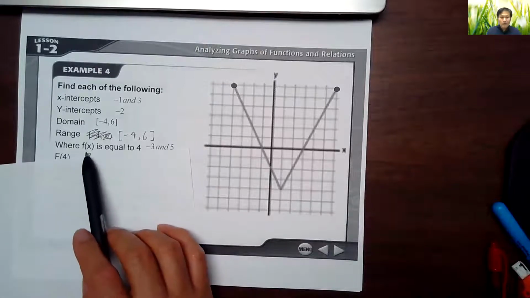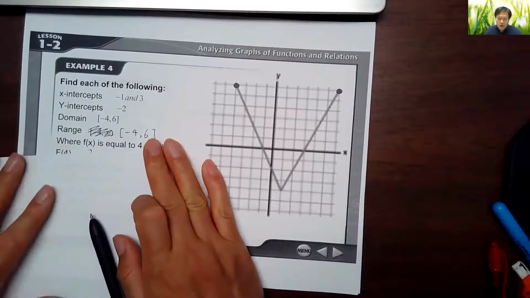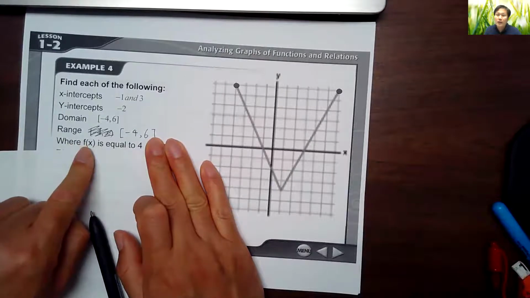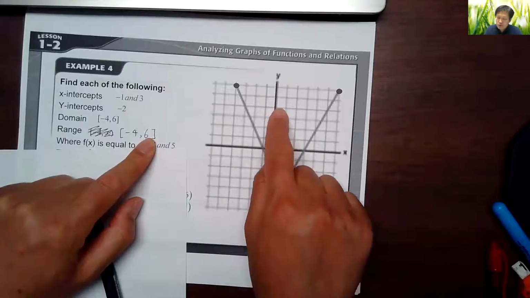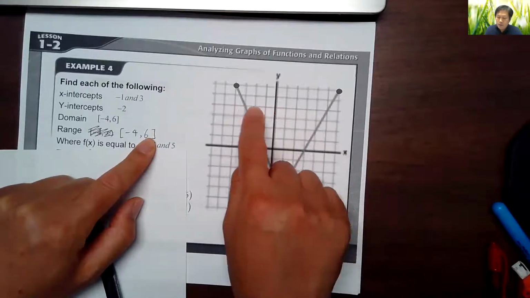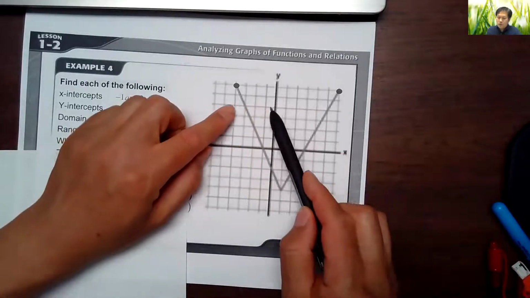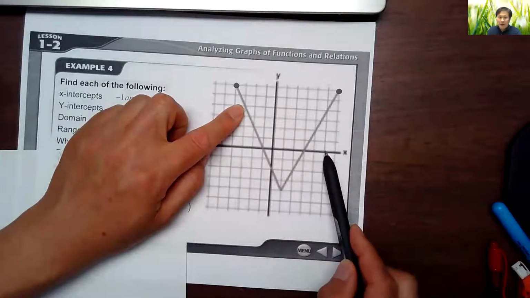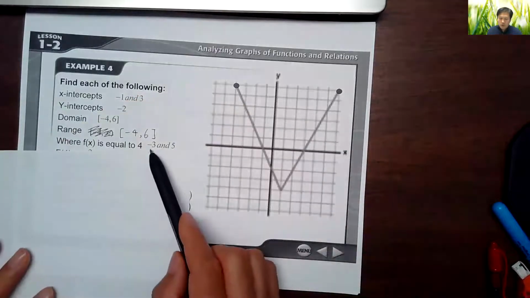Okay, where f of x equals 4. What is f of x? Y. Y is equal to 4. Where's y equal to 4? 1, 2, 3, 4. Y equal to 4 is right here. When do we have y equal to 4? When x equals minus 3, y equals 4 is right here. Minus 3 for x and 5 for x. That's where the y value is 4. So you got minus 3 and 5.